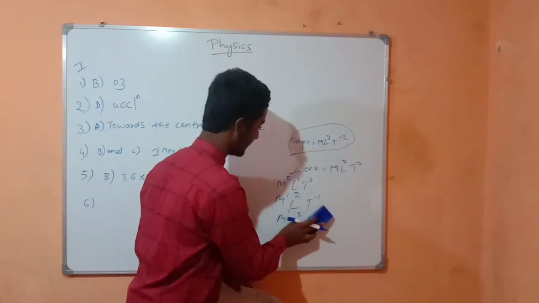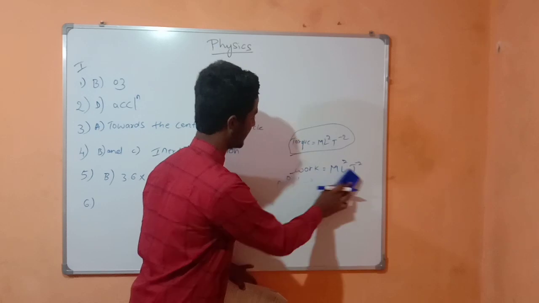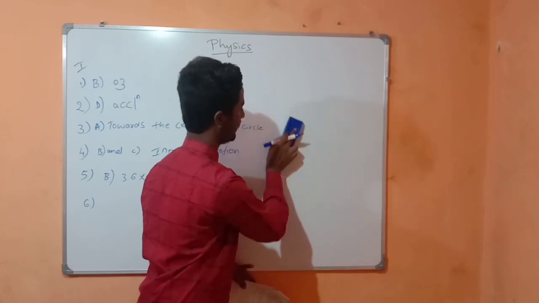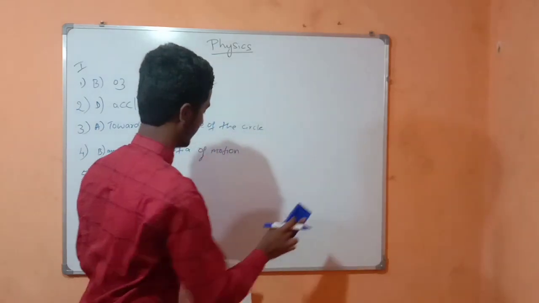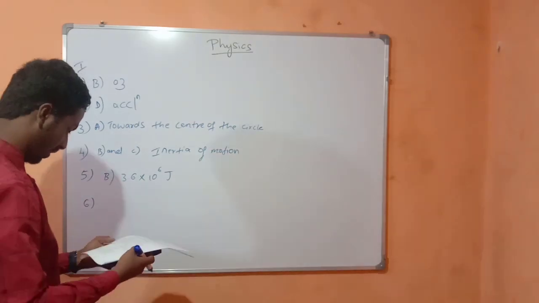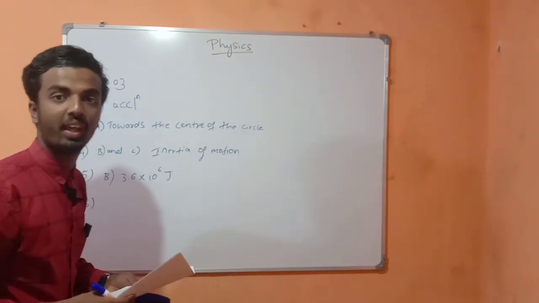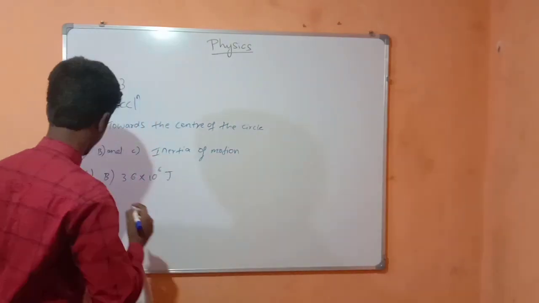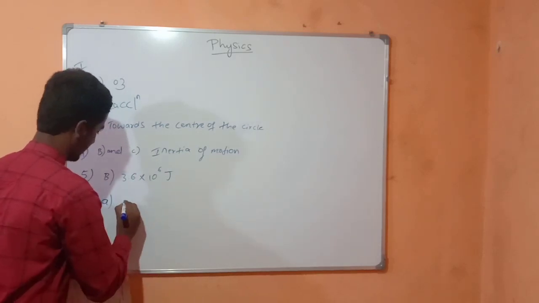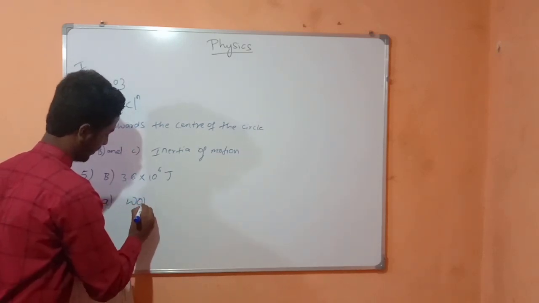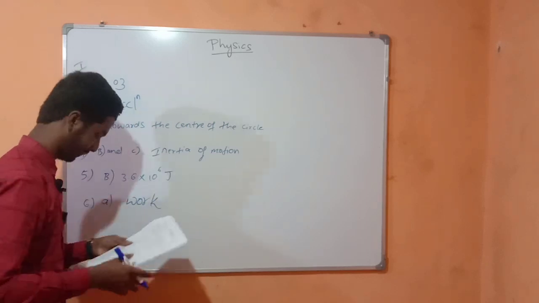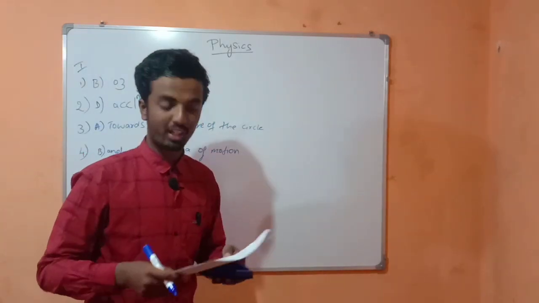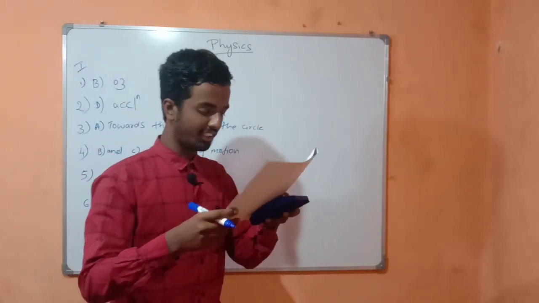Let me erase this for an explanation I have written here. Let me write the answer once again. Option A, work, children. They have given option A, work. Let me move on to the seventh question, children.